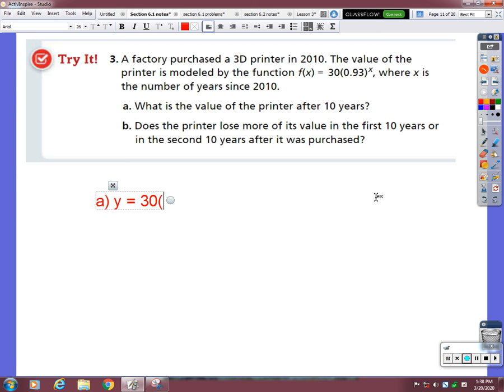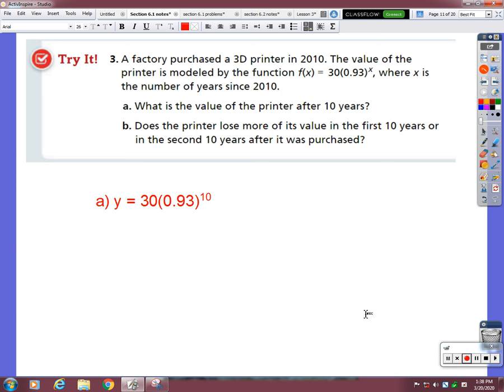And another way to think about that is to understand that that means the value of the object is going down by 7% per year. So what is the value of the printer after 10 years? Again, I'm going to go 30 times 0.93, this time to the 10th power.